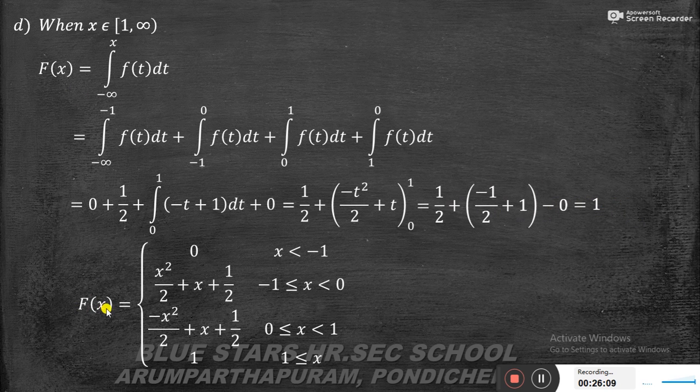Now I write the distribution function. F of x for x less than minus 1, the function value is 0. Next, minus 1 less than or equal to x less than 0, the function is x square by 2 plus x plus 1 by 2. Next, 0 less than or equal to x less than 1, the function is minus x square by 2 plus x plus 1 by 2. Next, 1 less than or equal to x, the function is 1. So this is the distribution function, capital F of x: 0 for x less than minus 1, x square by 2 plus x plus 1 by 2 for the interval minus 1 to 0, minus x square by 2 plus x plus 1 by 2 for the interval 0 to 1, and 1 for 1 less than or equal to x.